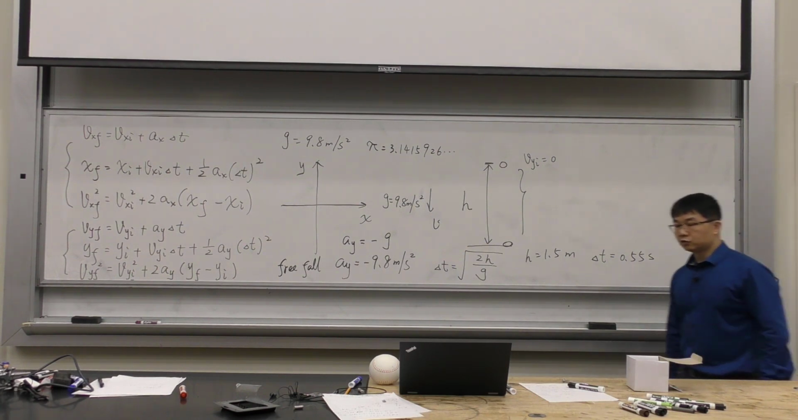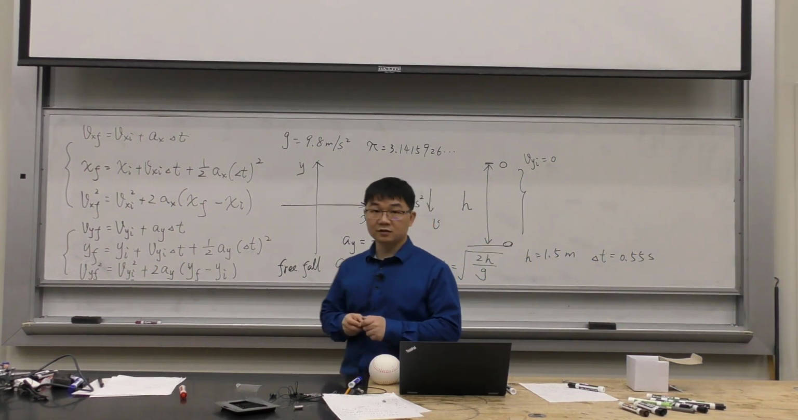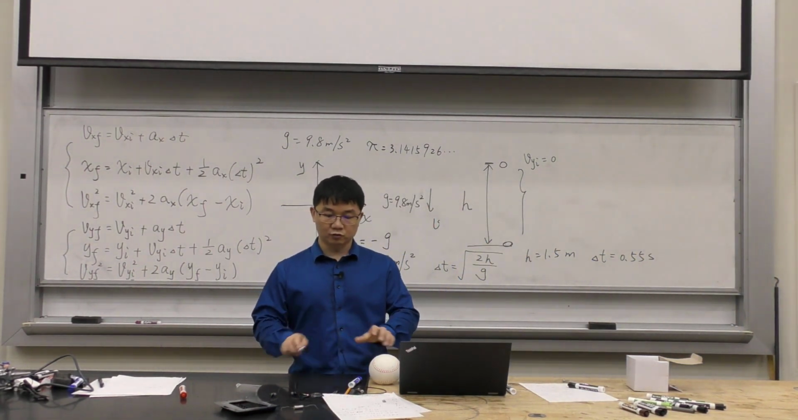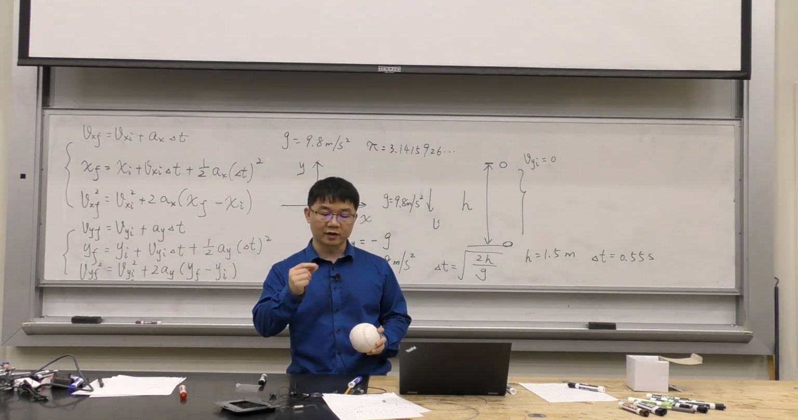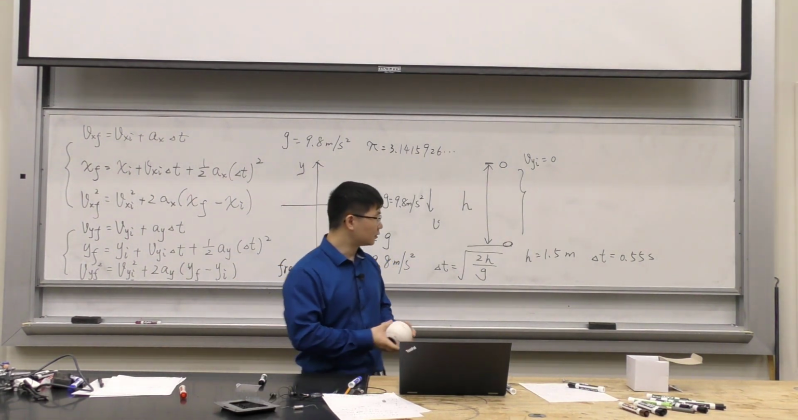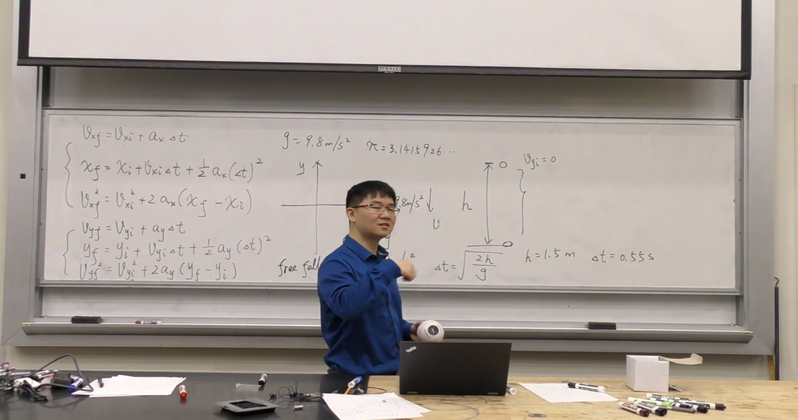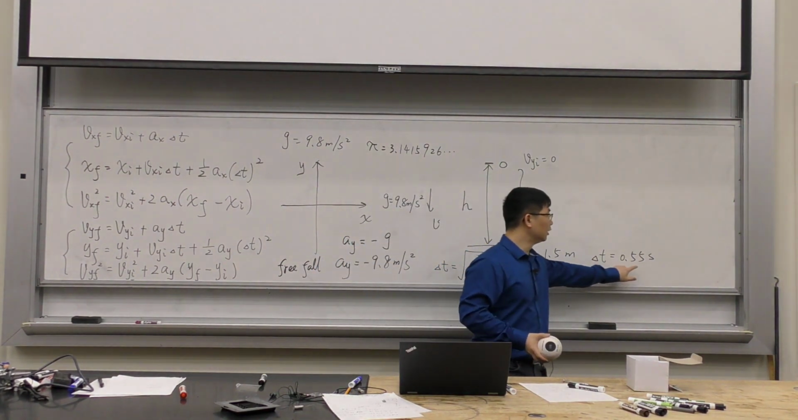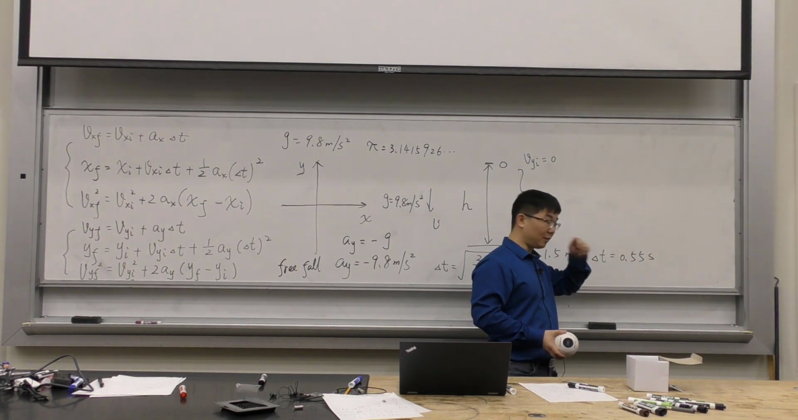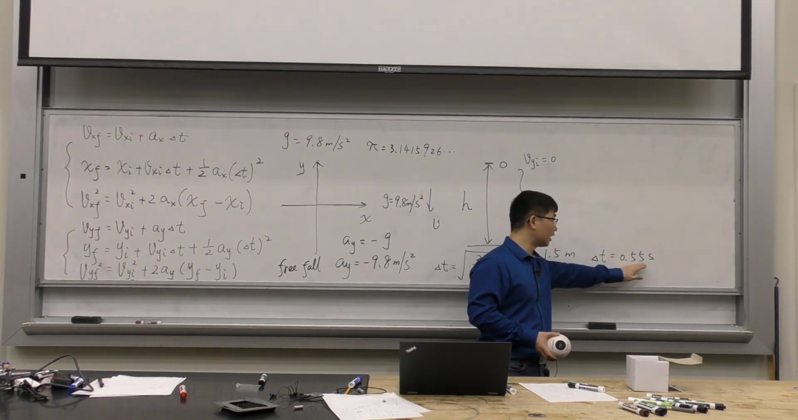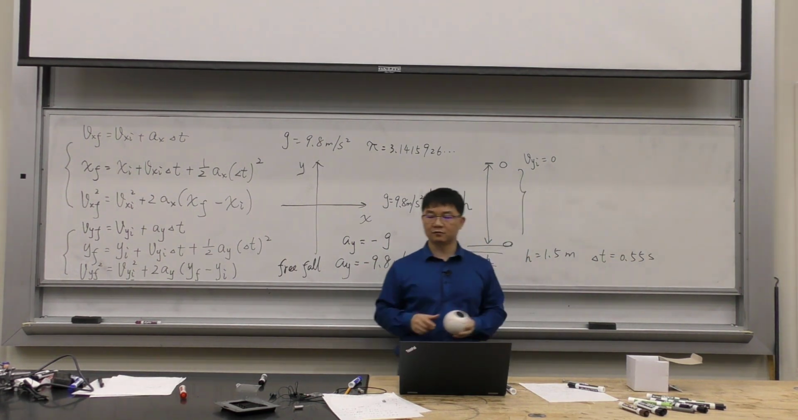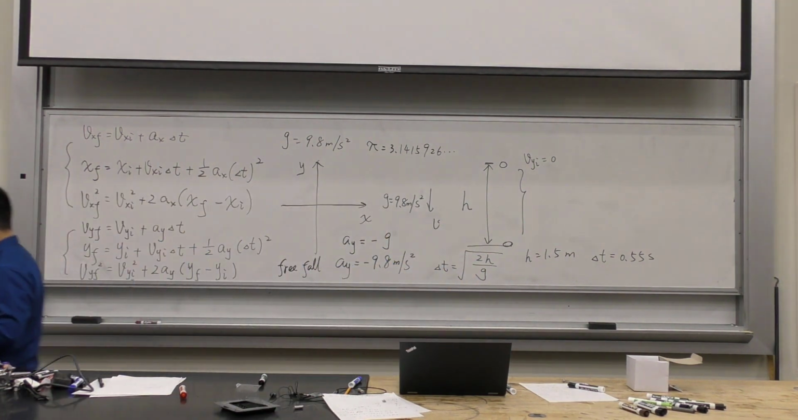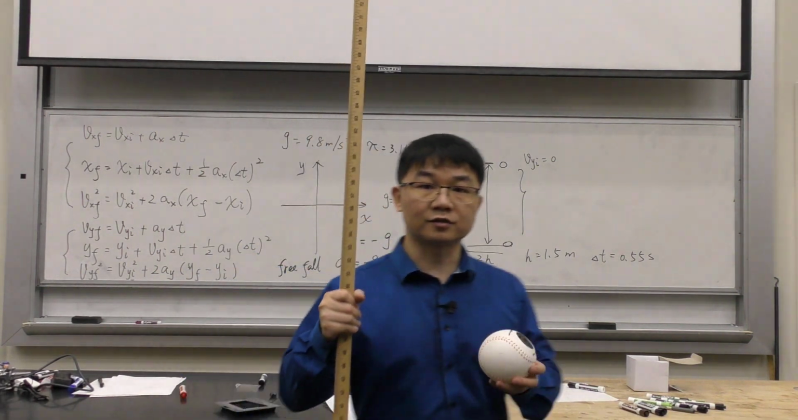Now we're going to do this experiment, and because this is a real experiment, we will give it some error range, like plus or minus 10%, something like that. So let's see if we can get a value very close to this. Maybe not exactly 0.55, but it should be something very close. Now I'm going to go to the front and do the experiment.